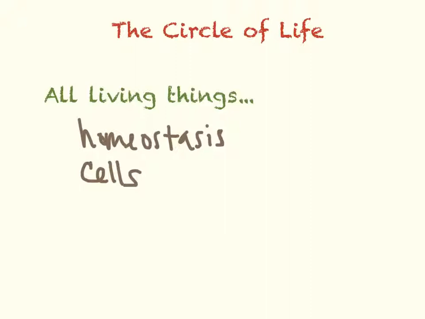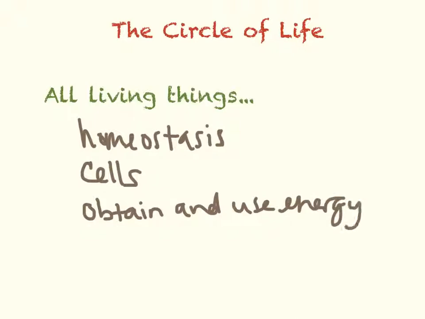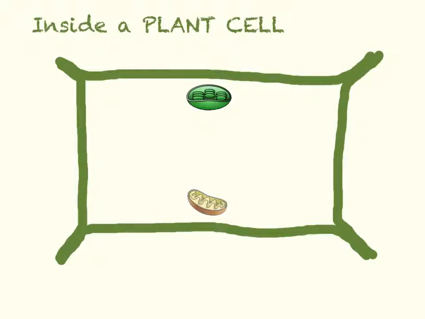This unit, we are going to focus on the fact that all living things obtain and use energy. And they do this in different ways. Most organisms use energy exactly the same way. It's the obtaining that tends to be different. And so we have to separate the organisms into the type of cells that they have. So we begin by talking about a plant cell, because plant cells obtain their energy by doing photosynthesis and then use their energy the same way that animal cells do.